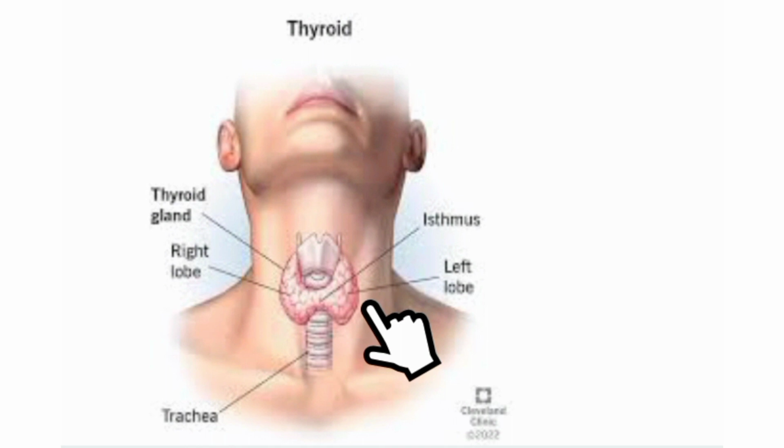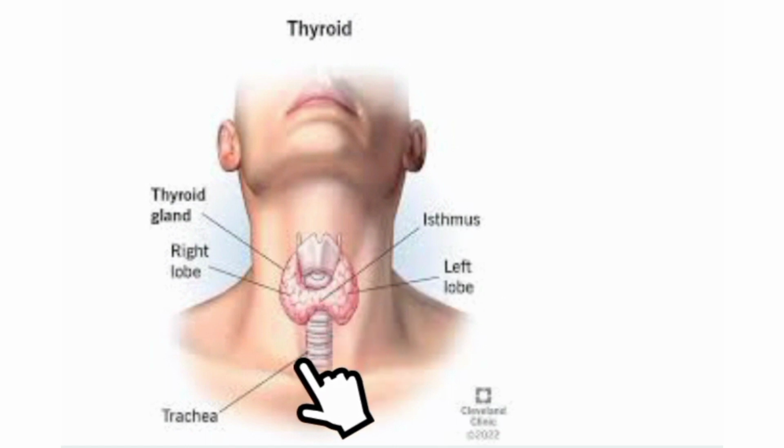As we said, thyroid gland is located in the neck region. So here we have thyroid gland, and it is located in the neck region in front of the trachea. You can see this is trachea.